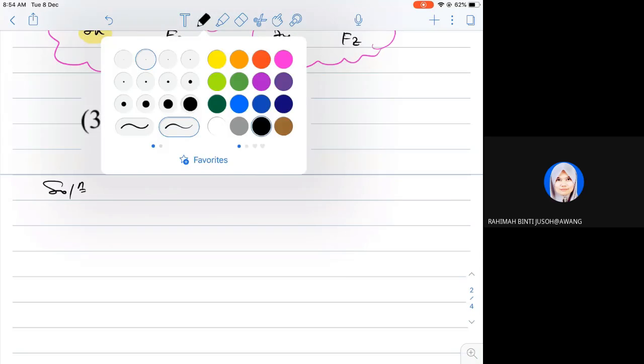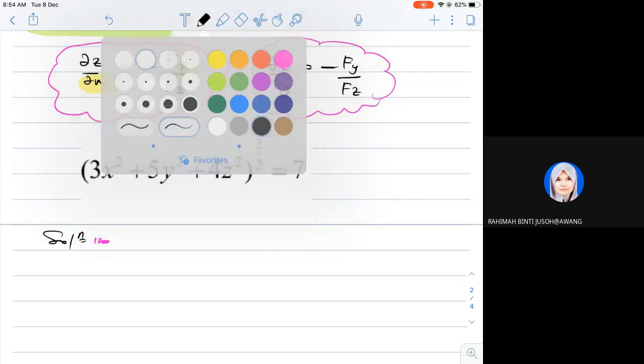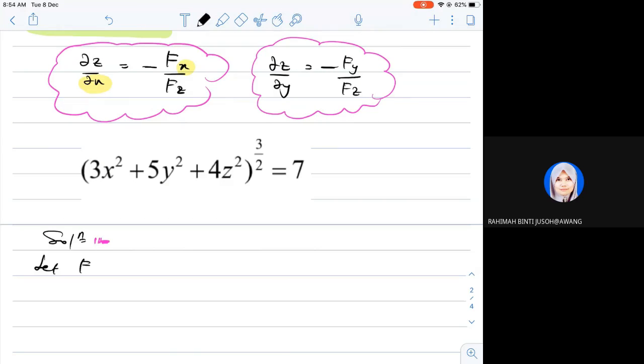Solution, in order to use the second method, untuk kaedah kedua ni, first step dia, you kena buat macam ni. We need to let f, x, y, z as a function. Okay, so we need to let f, x, y, z equals to 3x squared plus 5y squared plus 4z squared to the power of 3 over 2. Okay, what you should do next is you have to move this 7 into the left hand side. You kena movekan 7 ni ke sebelah kiri. So it becomes negative 7 and then you equate this with 0.